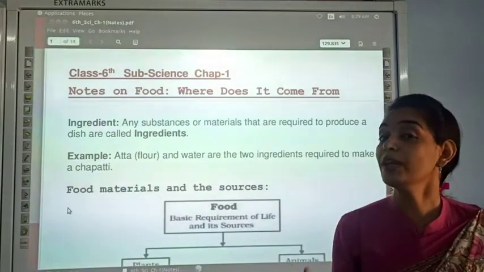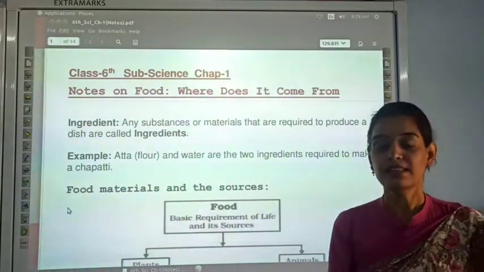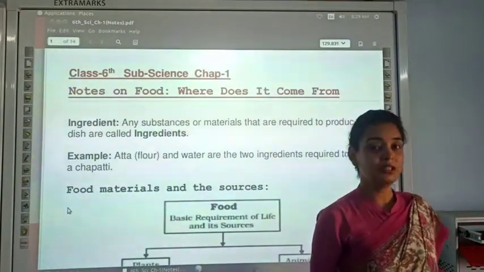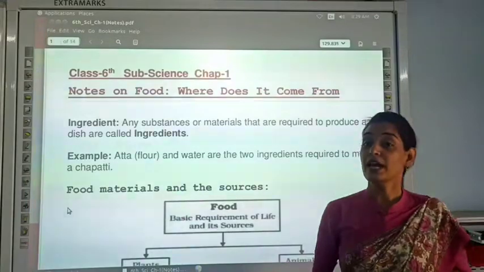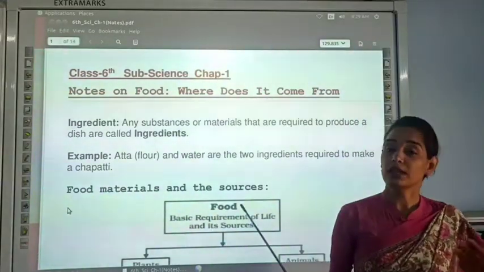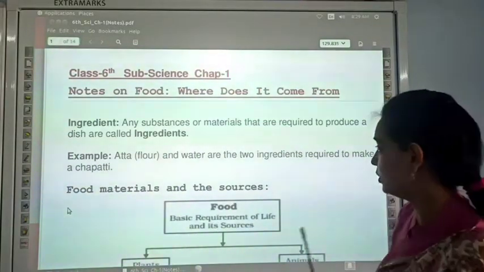And from where do we get that energy? From the food. So whatever we eat from the morning breakfast to the dinner, any kind of dish, any kind of liquid, that provides us energy for the living beings. So that is called our food.